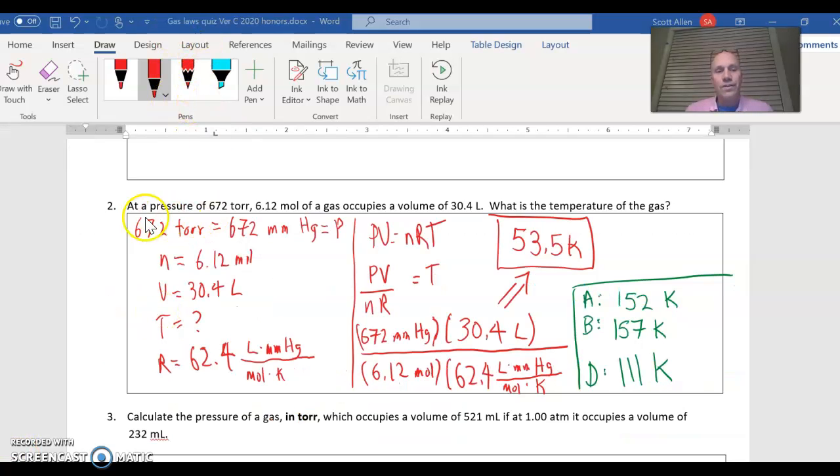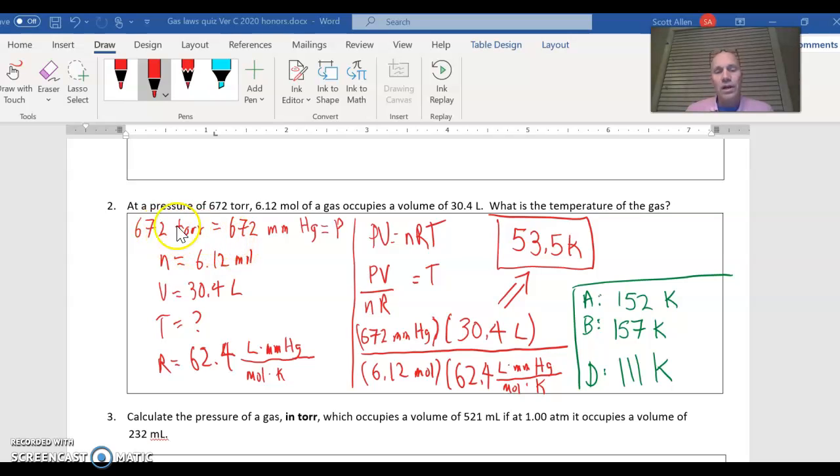Okay. So for the second question, this actually comes from version C. At a pressure of 672 torr, we have this many moles of a gas, and it occupies a volume of 30.4 liters. What's the temperature of the gas?